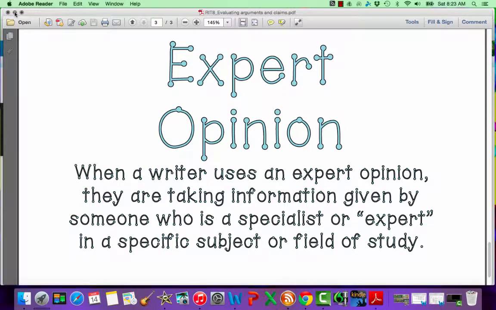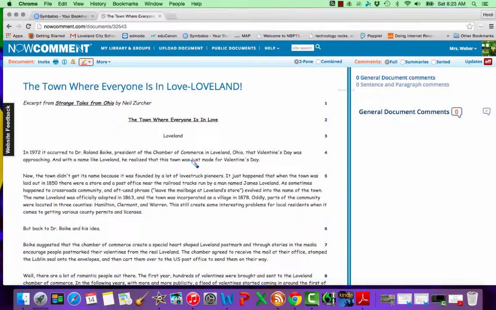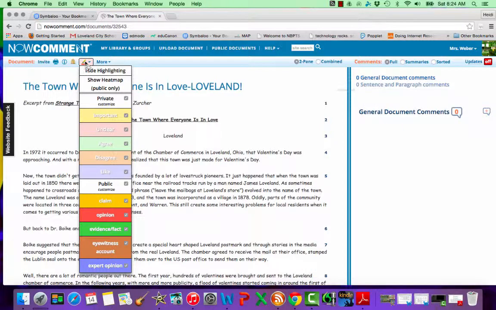So let's see how we can apply these ideas to things we read. Here's an excerpt from Strange Tales from Ohio about the town where everyone is in love, Loveland. And this is a document for us to comment on using Now Comment. I want to share the highlighting tools.